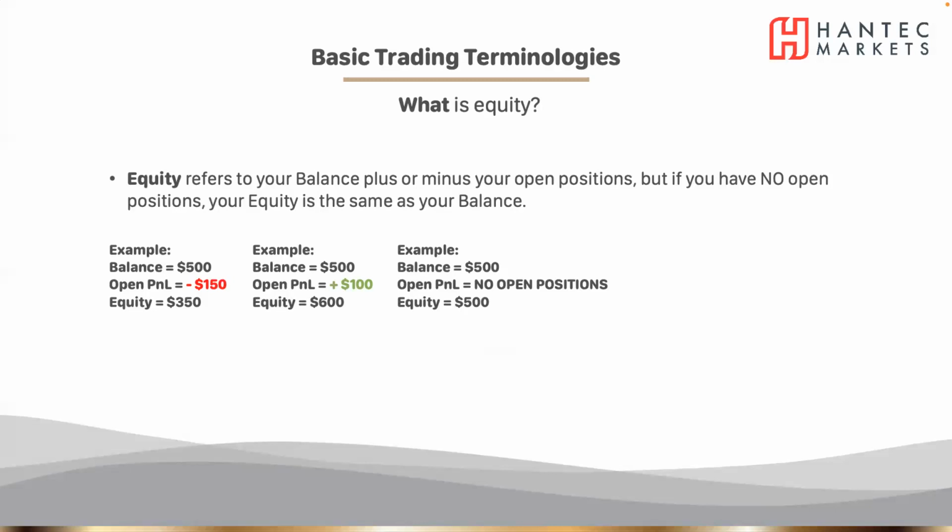Next example, you see that I have my balance 500, but I have an open P&L, an open profit of $100. That means my total equity is $600, okay? So if I'm to close that position right now, my equity will match my balance and my balance will also reflect 600 and my equity will be 600. When there are no positions, my balance is 500, my open P&L, no open positions. So I'm not losing, I'm not gaining. My equity remains at 500 because I have no open positions.